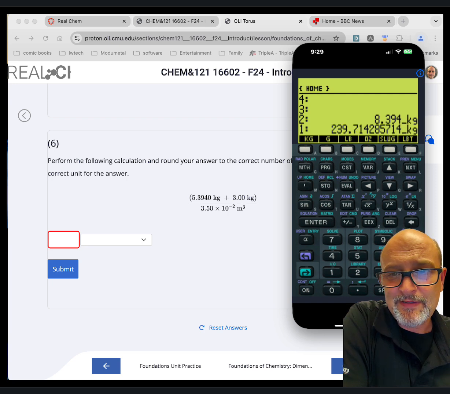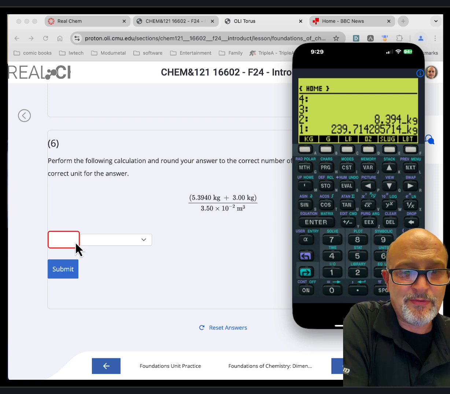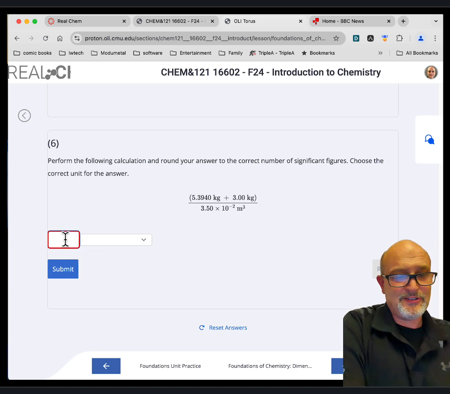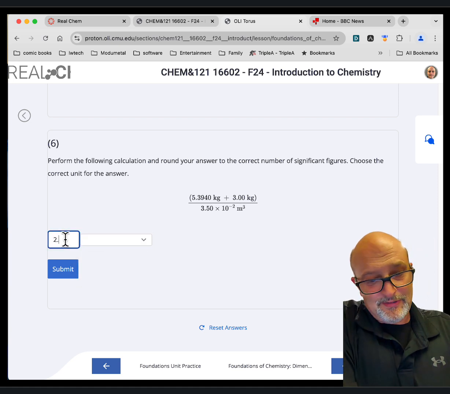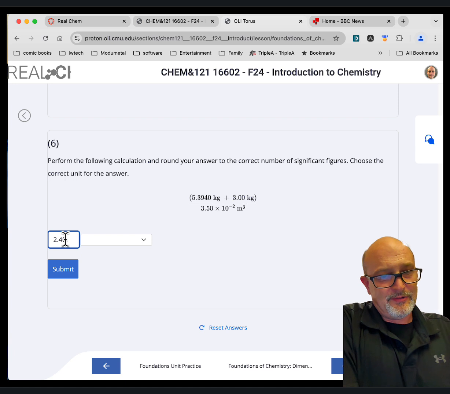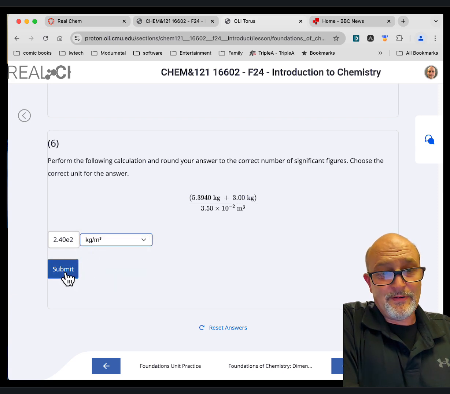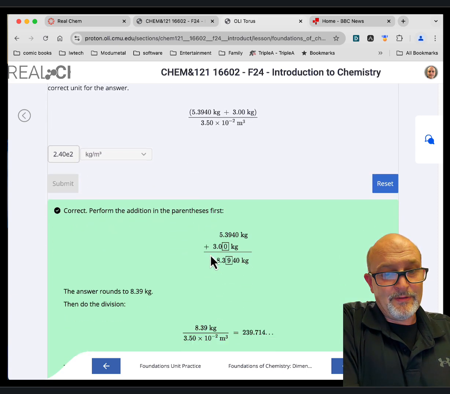The answer is 240 kilograms because we round this up. We can write it as, I wonder if we can write this with scientific notation. Let's try it. I don't know the answer. Let's try 2.50 e to the second power, and let's go kilograms per meter cubed. It's the density here, and let's see if it works. I don't even know, actually. What do you know? It knows the difference.